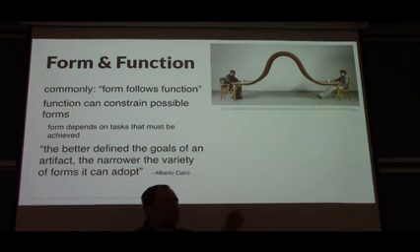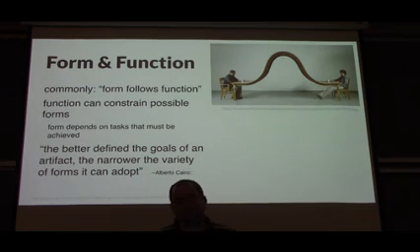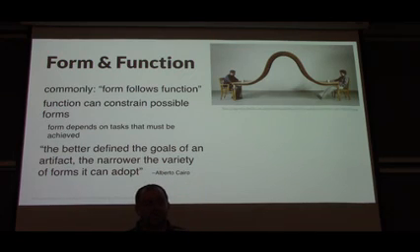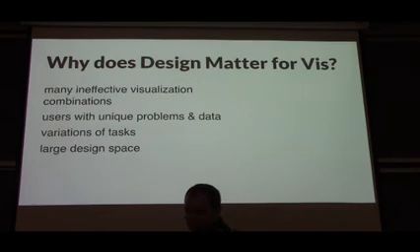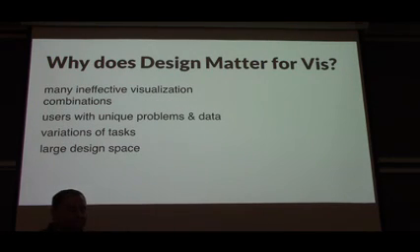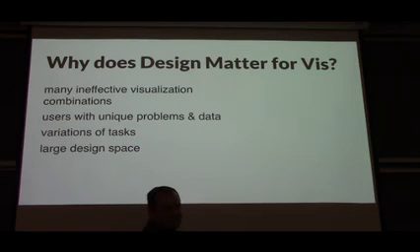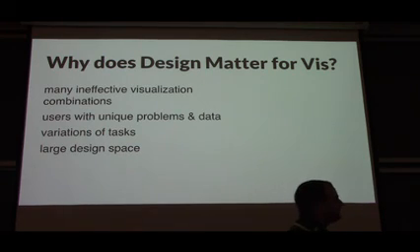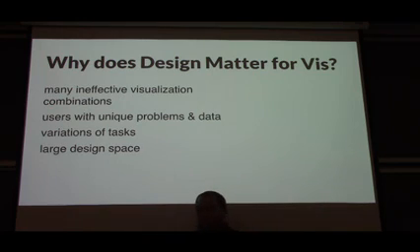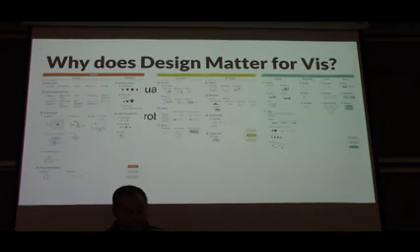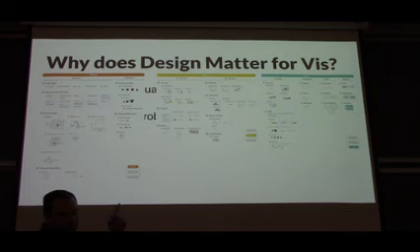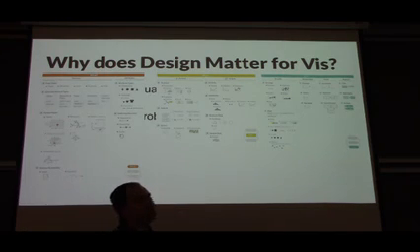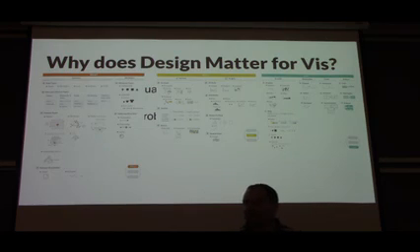And so by coming up with these very specific tasks and goals, we can drastically reduce our options, because otherwise we would have a massive amount of potential options if we weren't able to reduce them in any way. And why does design matter for this? Because there's simply a lot of ineffective combinations of visualizations. We have a lot of users with unique problems in data. We have a lot of variation of tasks. We have this really large design space. As you remember, in our textbook we saw it as what, why, and how, and these are all the different options that we have to consider when we design a visualization technique.